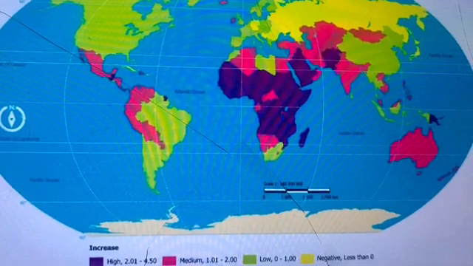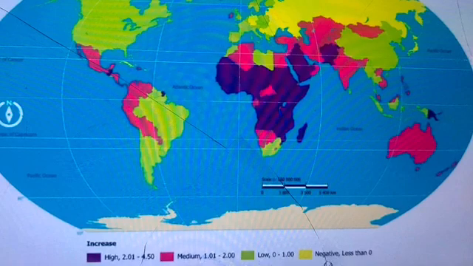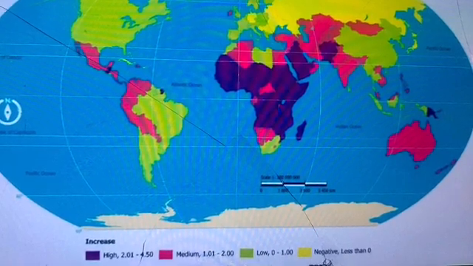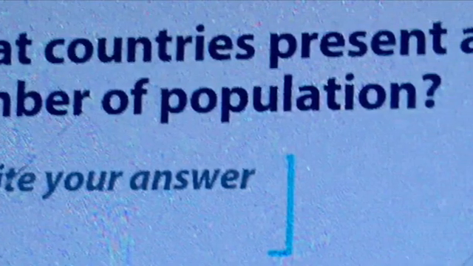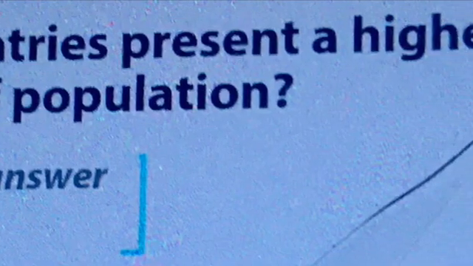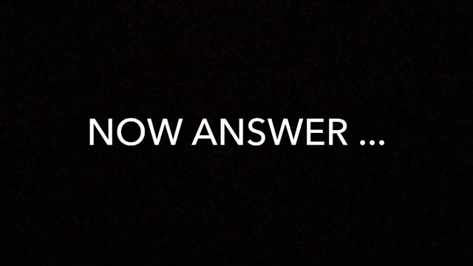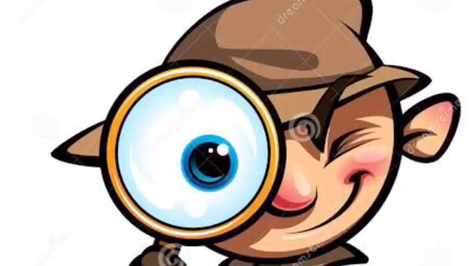According to this information and what we have heard just now, please answer on your iPad right now question number 1. What countries present a higher number of population? Take your time. Of course, you can investigate more now that you're home with your internet available.